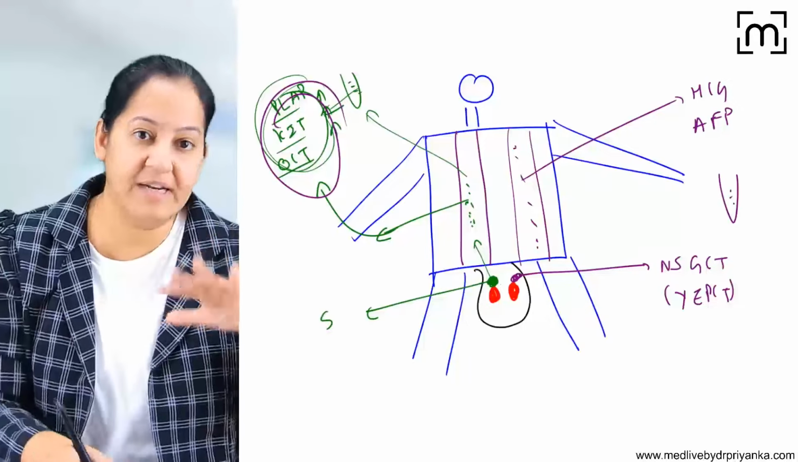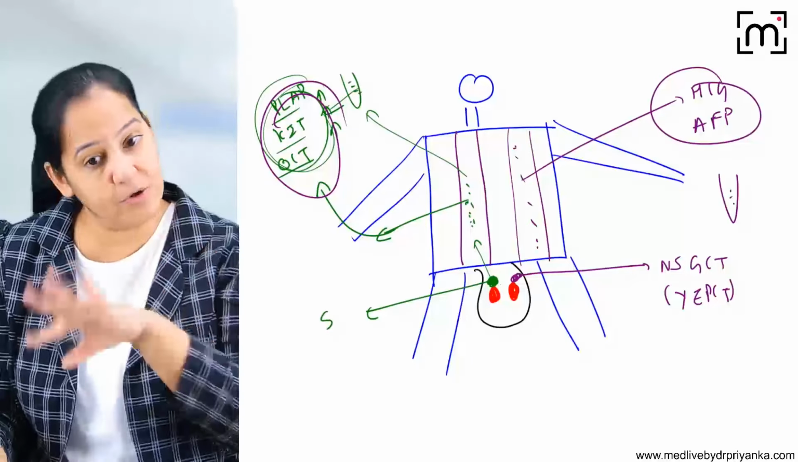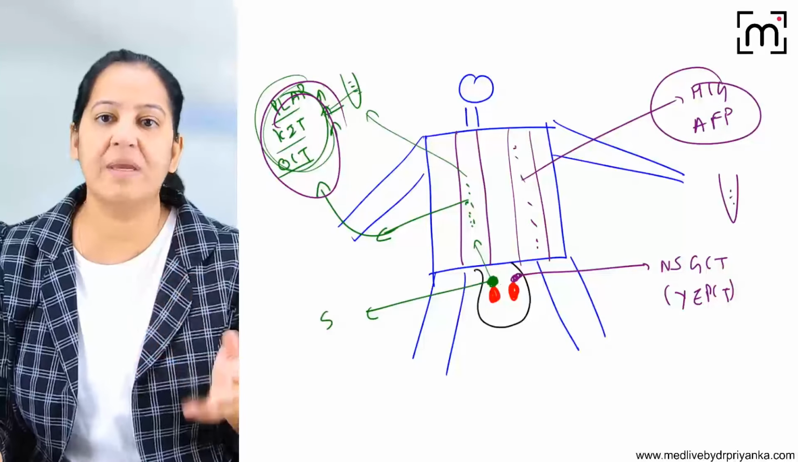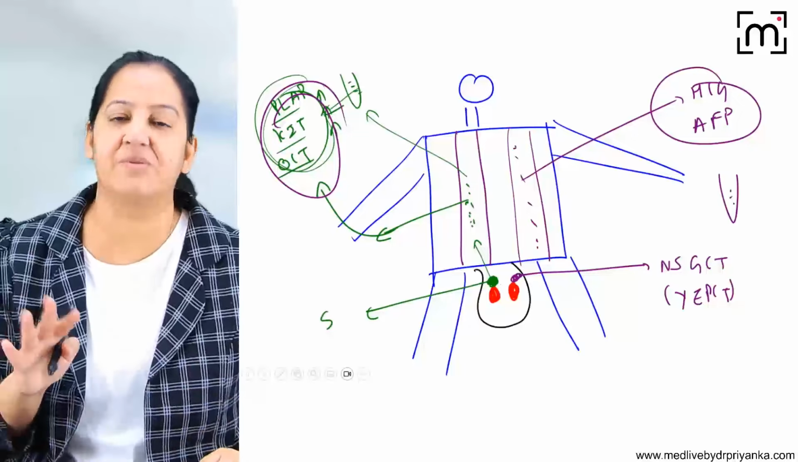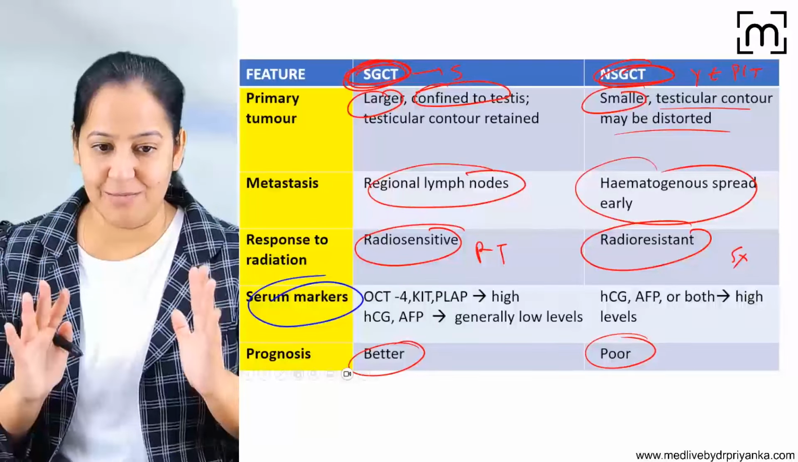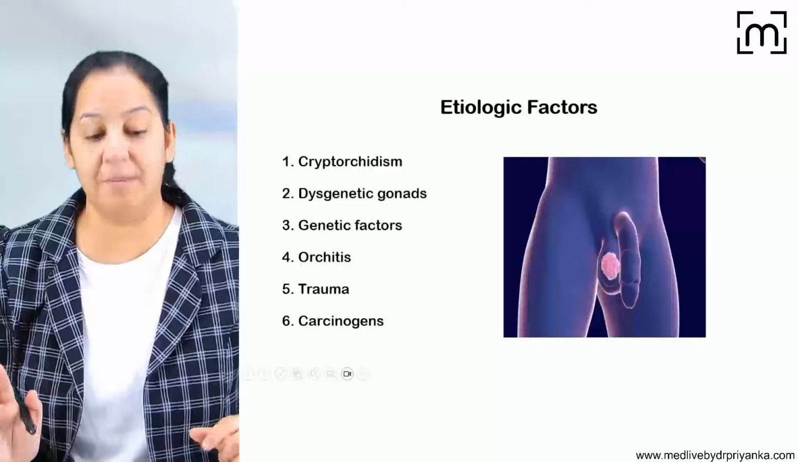If these are elevated, it's seminomatous. And if these are elevated, it is non-seminomatous. Among the non-seminomatous, we cannot differentiate them. Now we have to do the biopsy or directly do the surgery and see what it is. So that is the difference between the seminomatous germ cell tumor and non-seminomatous germ cell tumor.